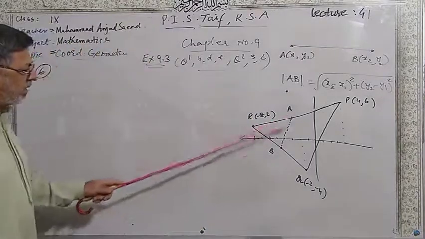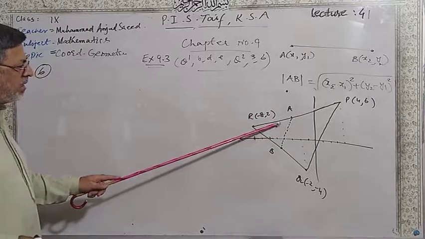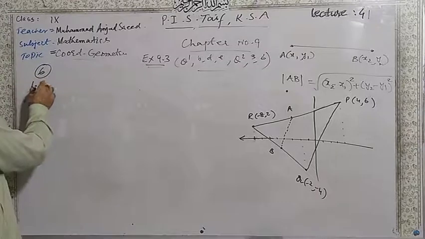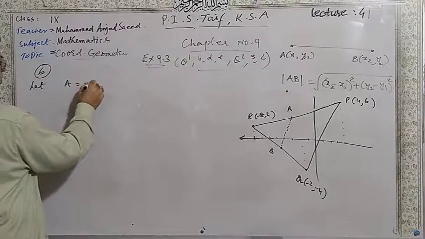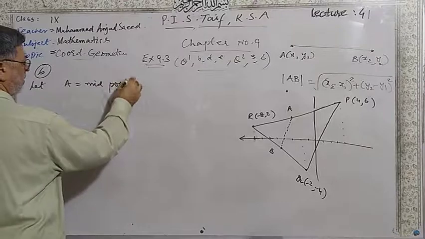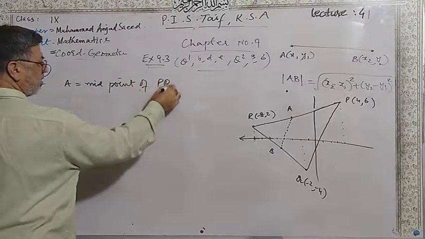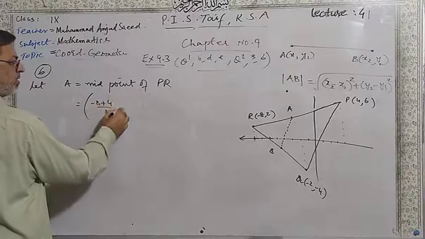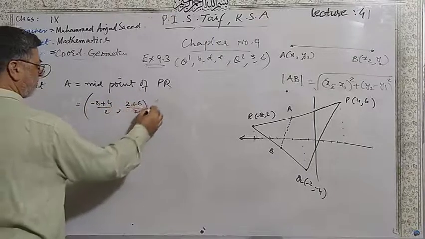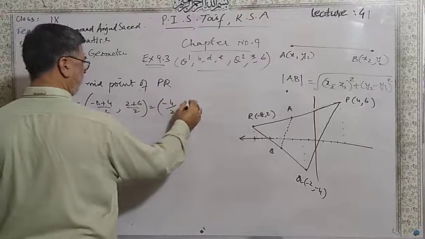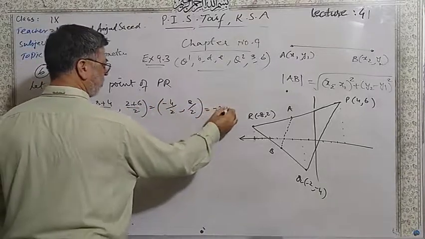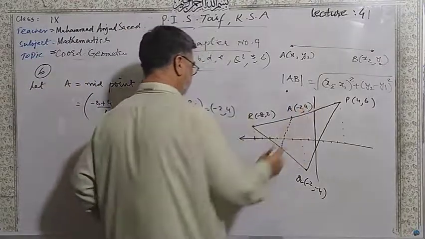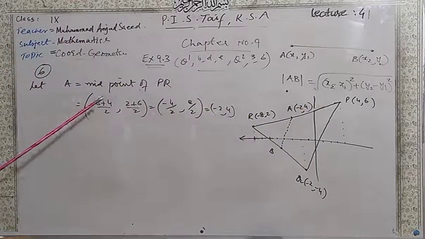The line segment joining the midpoints of two sides is equal to half of PQ. That is given. Let A be the midpoint of PR. What is that midpoint? First plus first over 2, second plus second over 2. That will be minus 4 over 2 and 8 over 2, that is minus 2 and 4. So A is (minus 2, 4). This is the midpoint of PR.